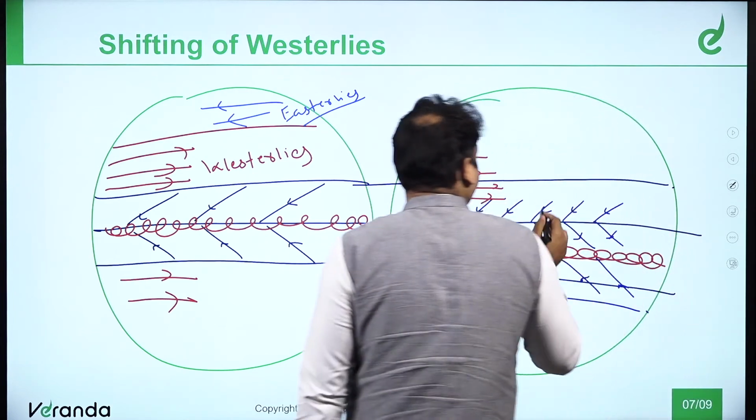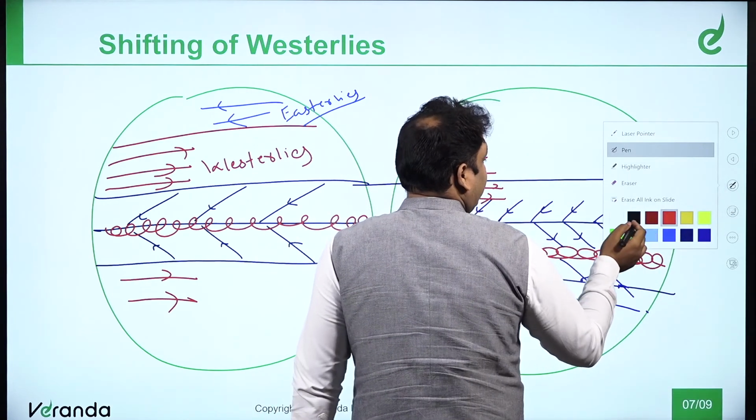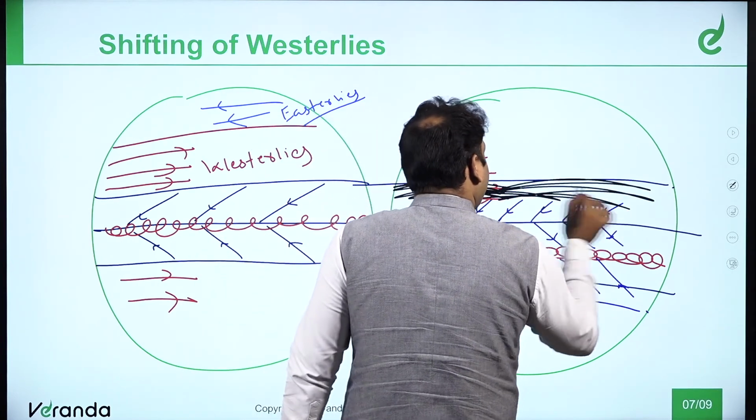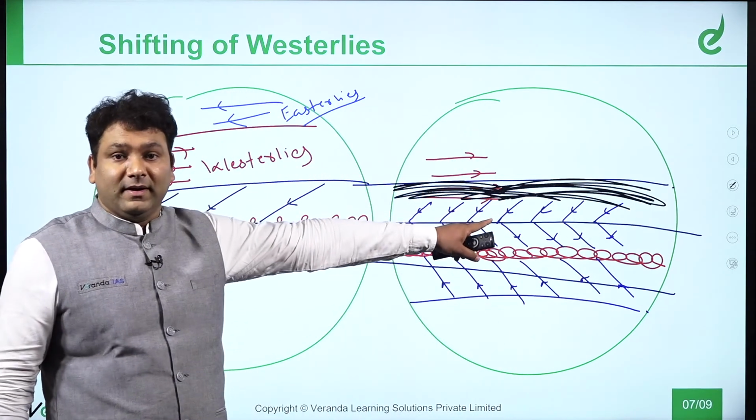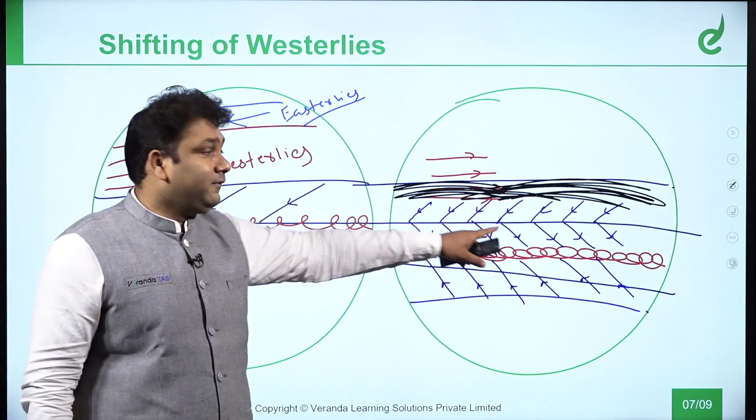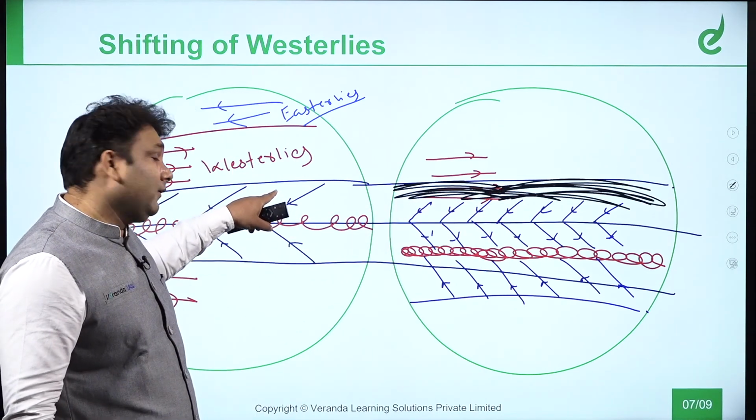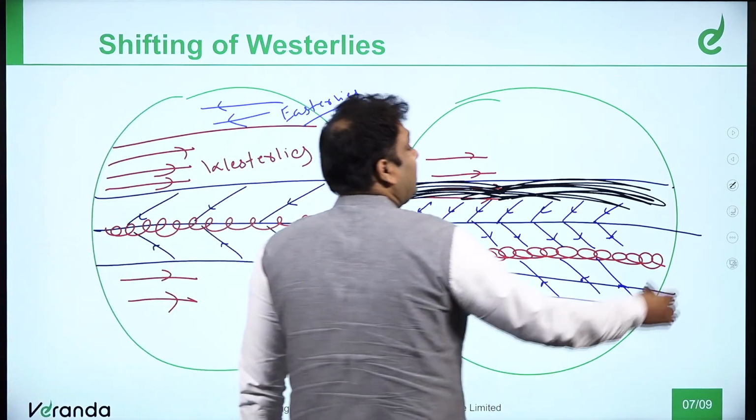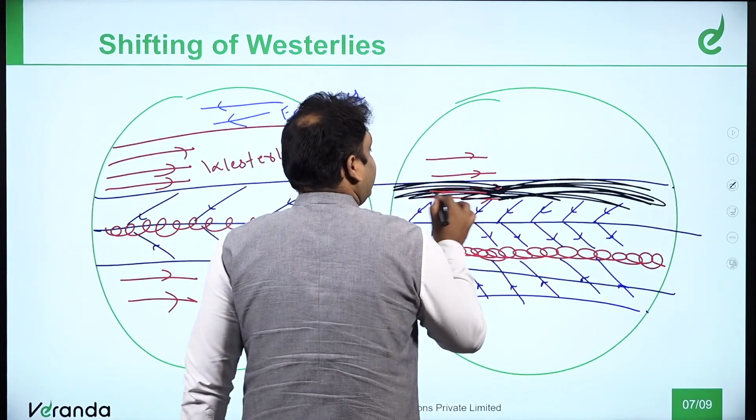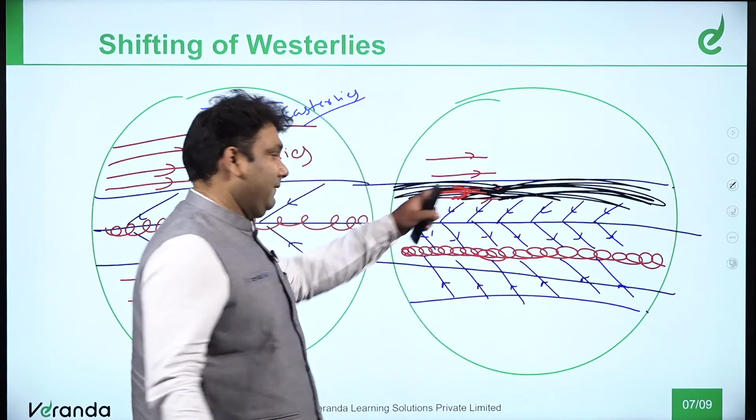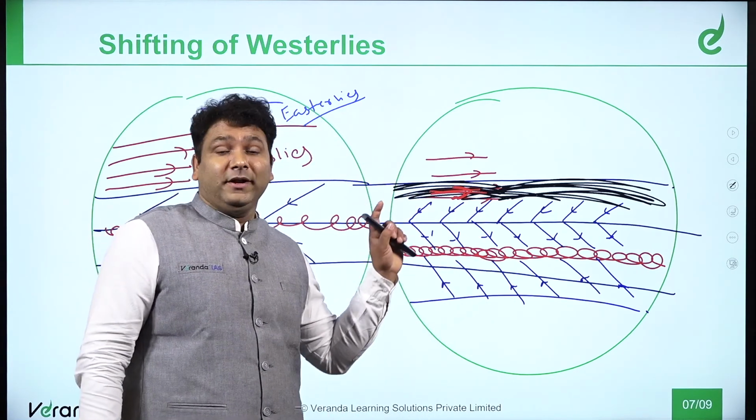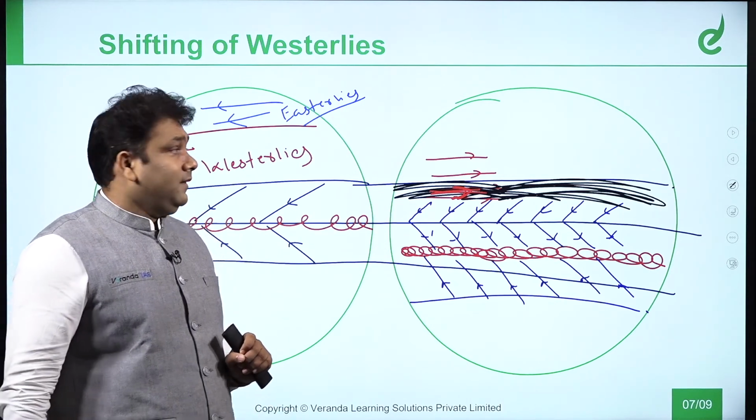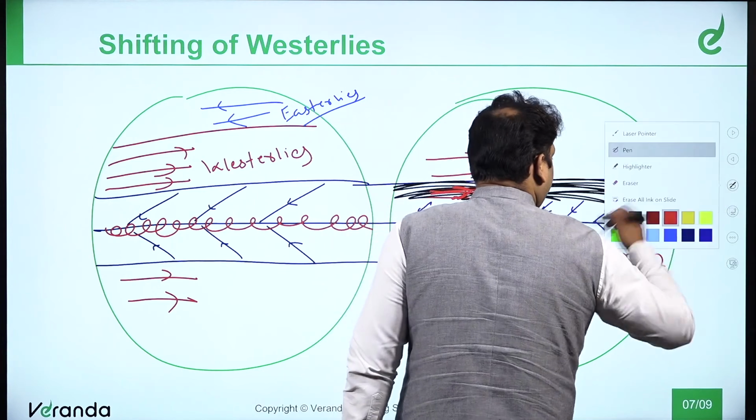Now, this region is now under the influence of westerlies, and they form the Mediterranean type of climate, this region. So earlier it was under the influence of offshore trades. Now, the onshore westerlies come. So that is why this region receives winter rainfall, this is happening during winters. So this region receives winter rainfall. Anyways, you will have one more diagram related to this.